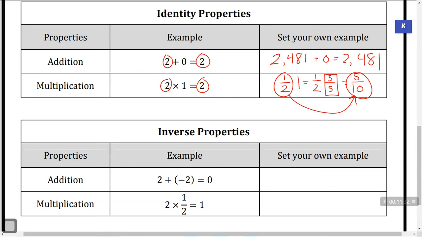They're the exact same number, even though they look different, because I did not change the identity. All right, that's where the identity property comes in. Inverse property, as I said, goes hand in hand with the identity property. 2 plus negative 2 is 0. All right, and then 2 times 1/2 is 1.